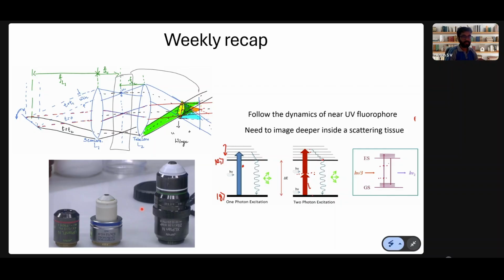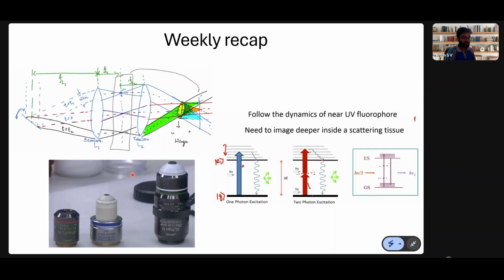So the infinitely corrected objective lens will just produce a parallel beam of light from the focal length. You need something such as a tube lens, which is present in this diagram as you can see, to converge the parallel beam of the rays into a specific point. So this tube lens is what we saw in detail in the later part of the lectures.